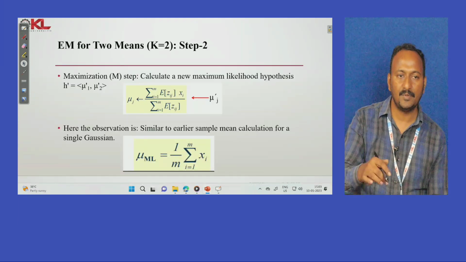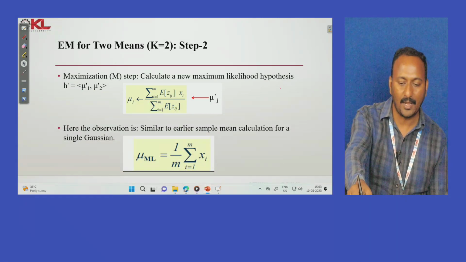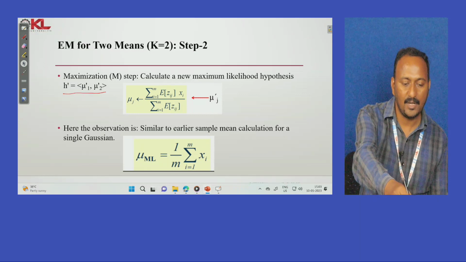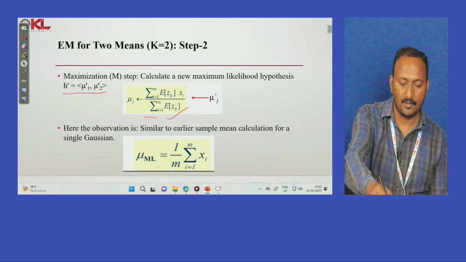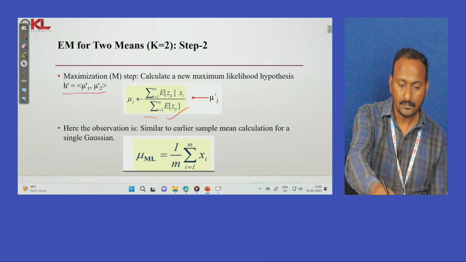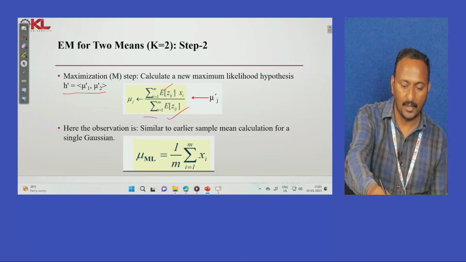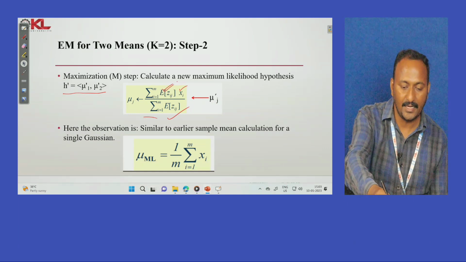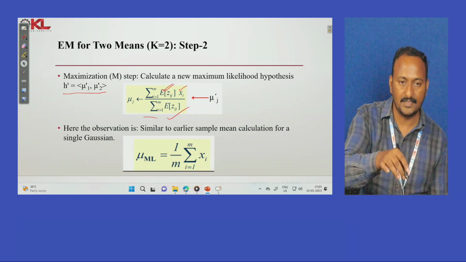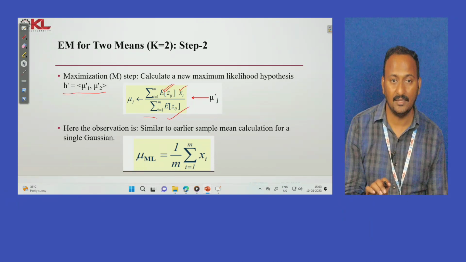Coming to the second step, the maximization step, we simply calculate the new maximum likelihood hypothesis, that is h bar. That is calculated with the help of this formula: mu_j is equal to sigma i equal to 1 to m, estimated value of z_ij into xi. Here these estimated values are multiplied with our instances because we are considering these as the weights, because each zi value is either 0 or 1.